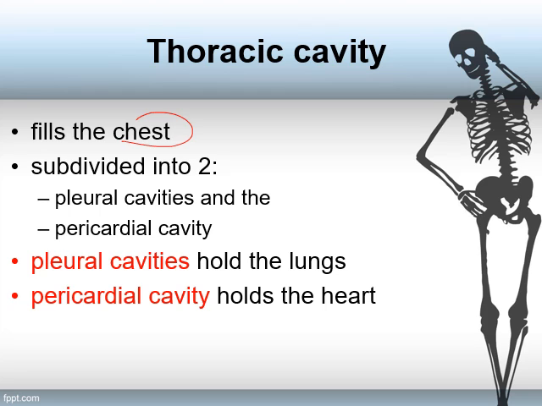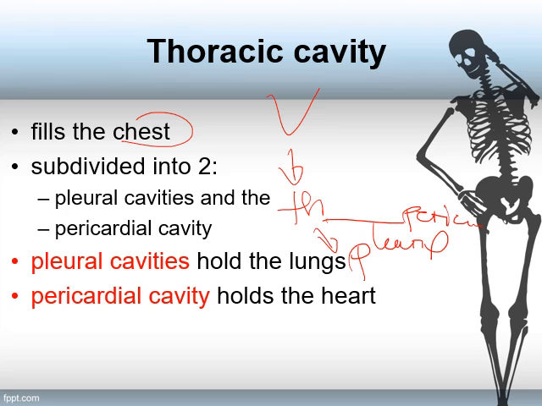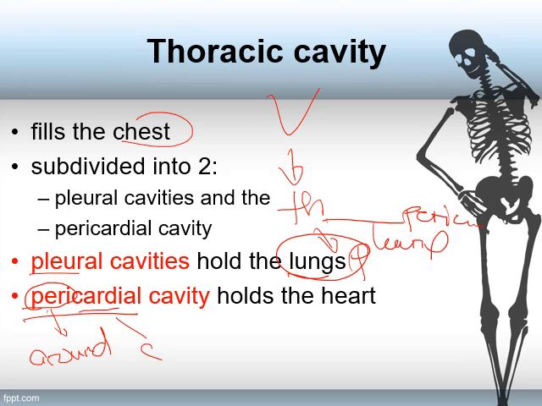It is subdivided, so again, from ventral we have thoracic, and then we have pleural and pericardial. Okay? So pleural cavities, from the word pleura or the lungs, it holds the lungs. Pericardial, peri is, sa medical term natin, peri is around. So cardial from the word heart. So it holds the heart because it surrounds or it is around the heart.